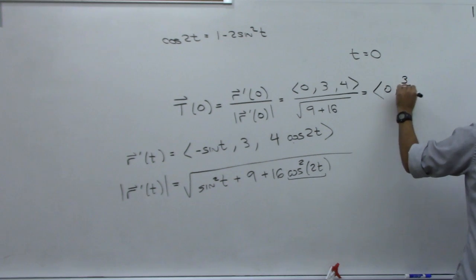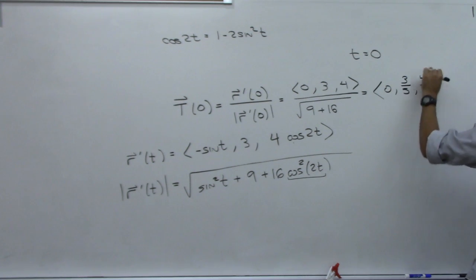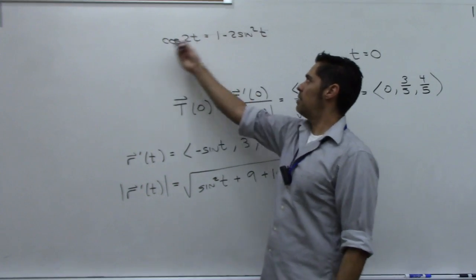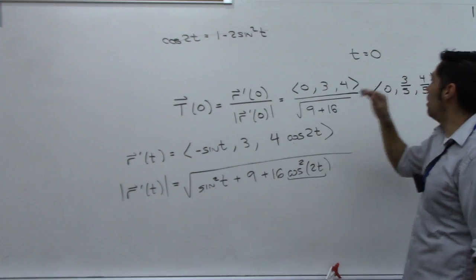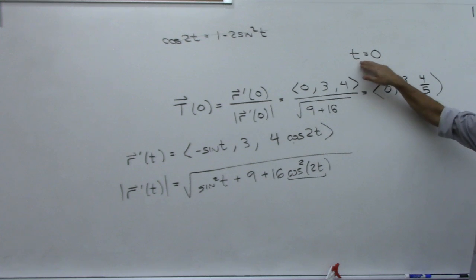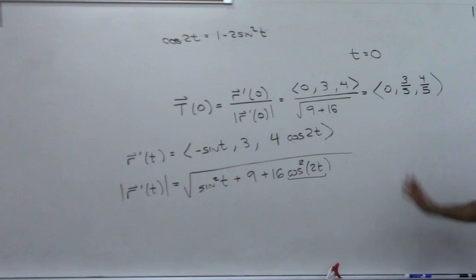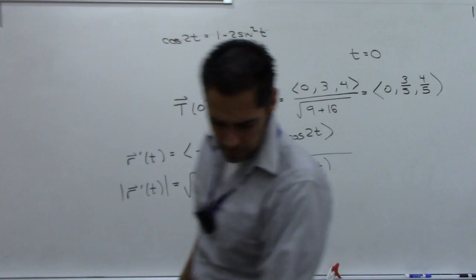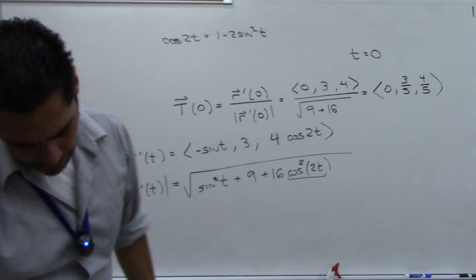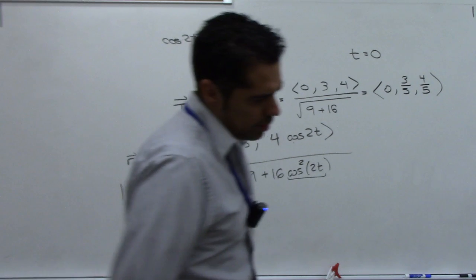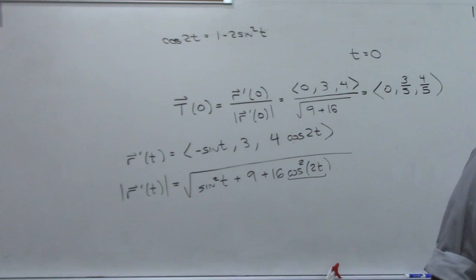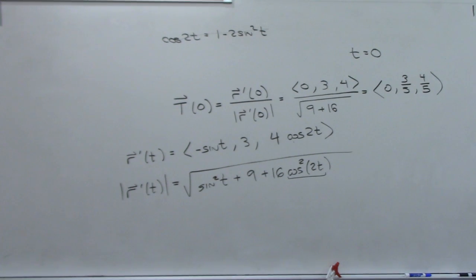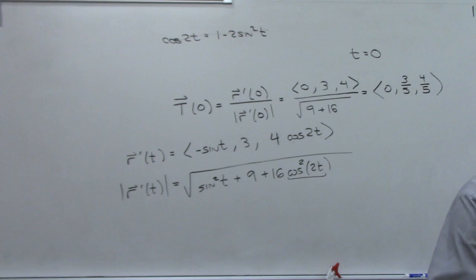0, 3/5, 4/5. Sorry, we don't need the identities because we're not trying to find a general formula. We're trying to find the unit tangent vector at 0. So it makes the problem so much easier. Okay. Now for number 45, I think you can handle 46. 47, let me do 47, it's a little different than 46.